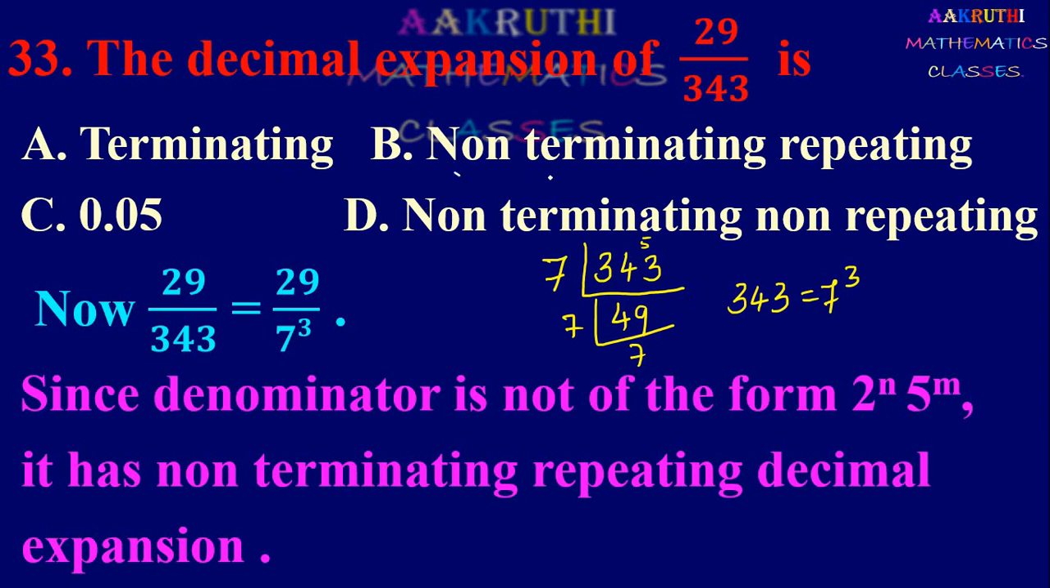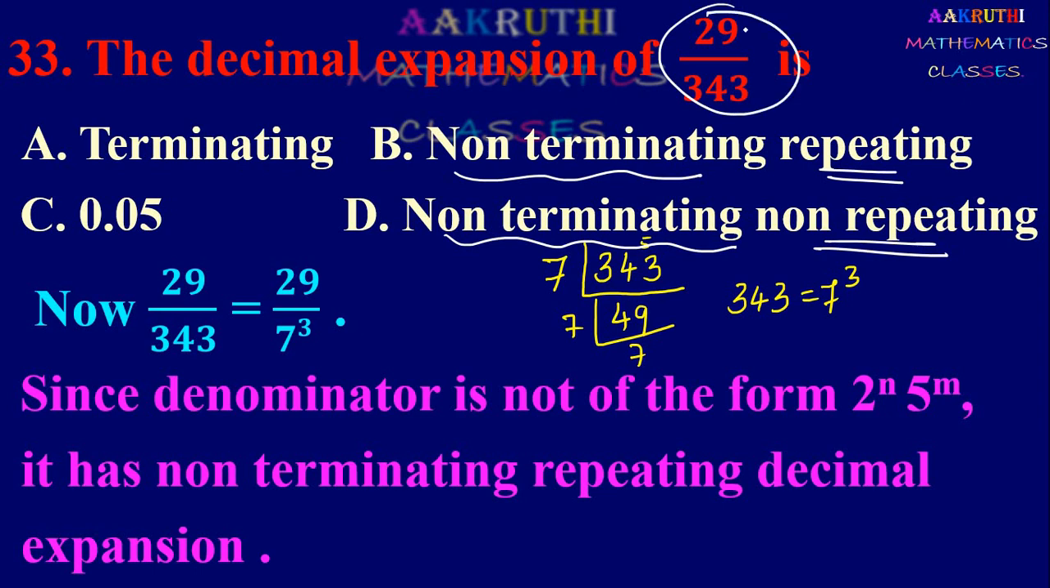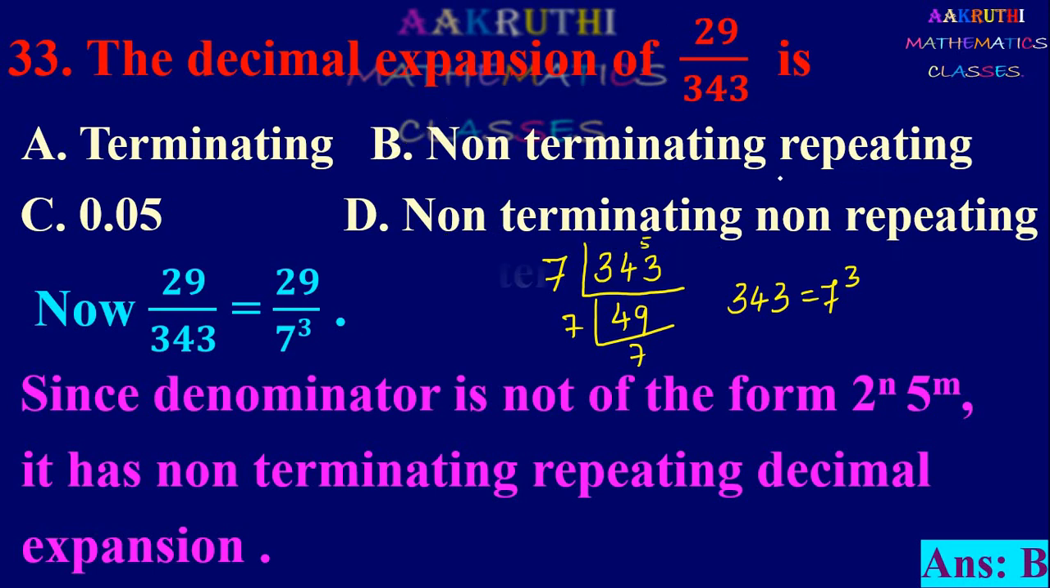But in option B and option D, here it is given non-terminating and repeating, and here it is given non-repeating. We have to find which option is correct. Here the denominator is not of the form 2 to the power n into 5 to the power m. Therefore it is non-terminating, and the given number is a rational number. So therefore a rational number should have a terminating decimal expansion or a non-terminating and repeating decimal expansion. Therefore only option B is possible. So here the decimal expansion is non-terminating but it is repeating, since the given number is a rational number. So which is option B, that is 29 by 343 has non-terminating and repeating decimal expansion.